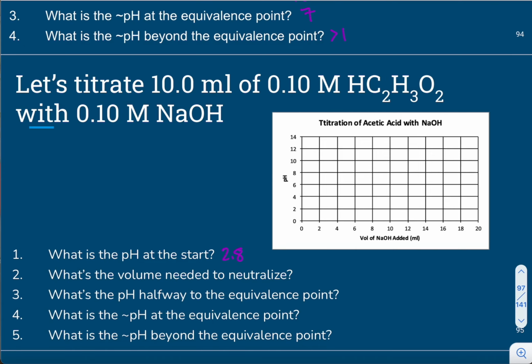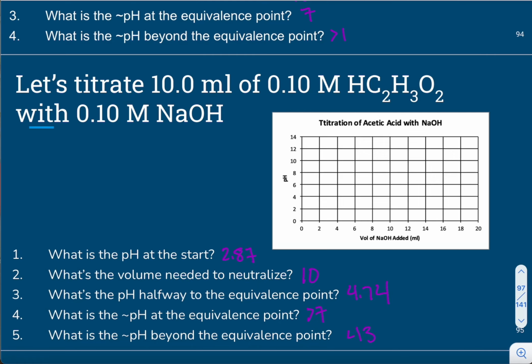So 2.87 will be the start. The volume needed to neutralize is 10. Halfway to the equivalence point is 4.77. The pH at the equivalence point is greater than 7. And the pH beyond the equivalence point is going to be a little less than 13.